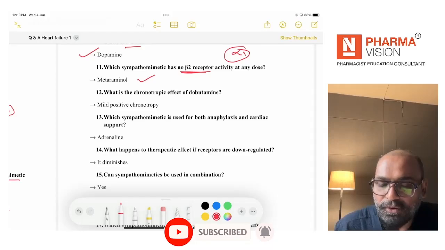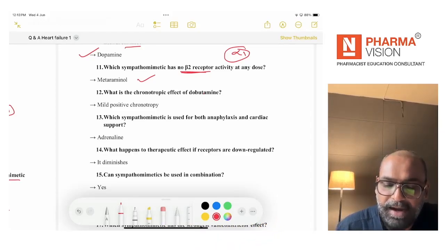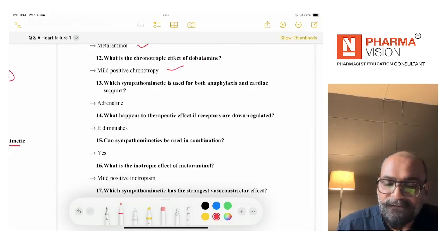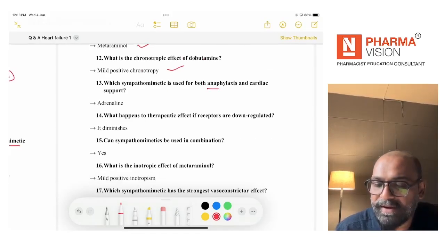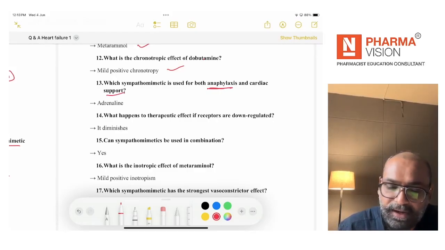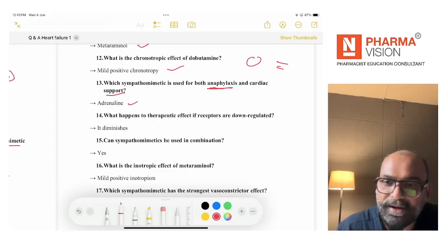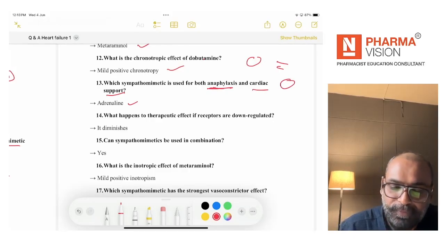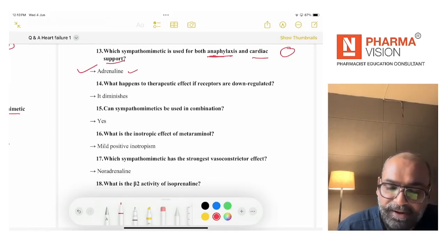What is the chronotropic effect of dobutamine? Mild positive chronotropic. Which sympathomimetic is used for both anaphylaxis and cardiac support? Adrenaline. Anaphylaxis has two unique requirements: one is the vasoconstrictory effect and the other is positive cardiac outflow, and cardiac support is mainly positive cardiac outflow. So that is the uniqueness of adrenaline.